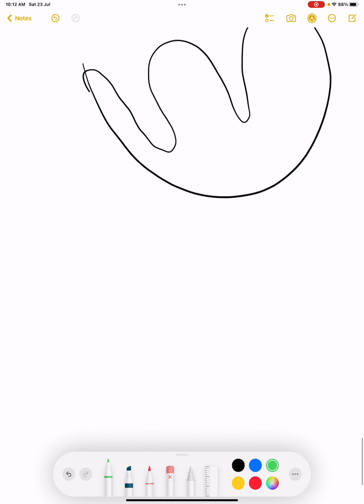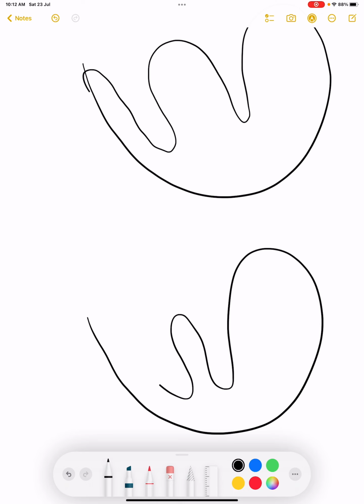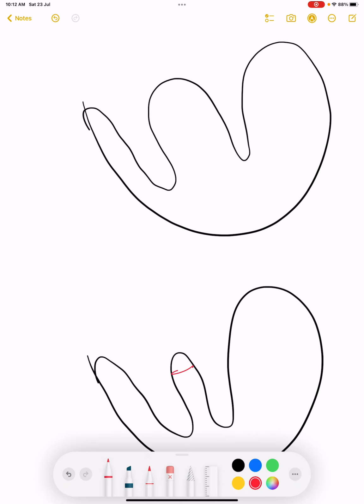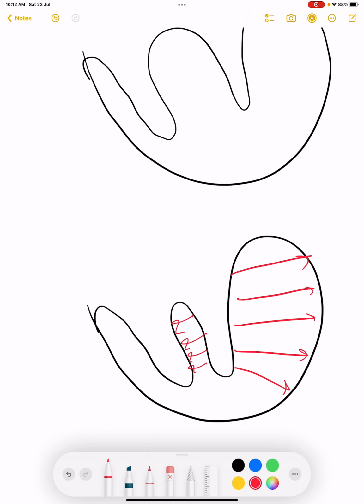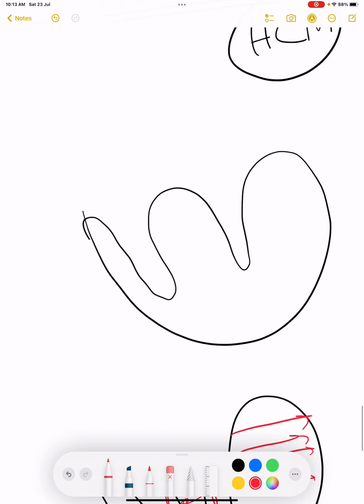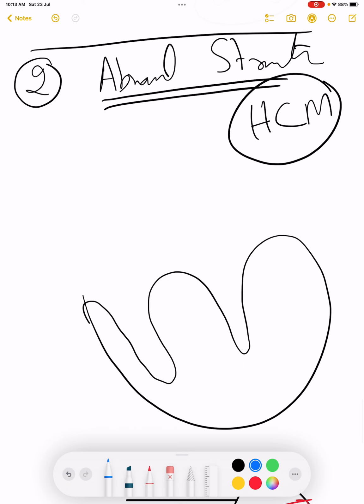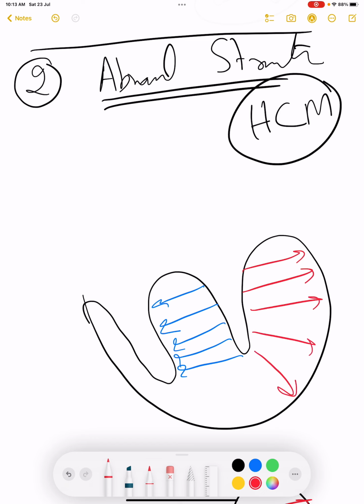I will draw two hearts, then I will explain. So this is a normal heart and this is normal conduction. Because the septal depolarization was very small, there was a small Q wave followed by normal big QRS complexes. But what will happen in septal hypertrophy? There will be huge vectors going from left to right, and again a huge vector going from right to left for ventricular depolarization.